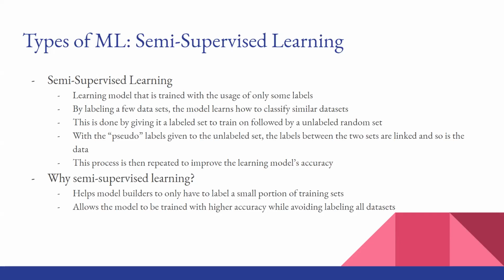It helps the model builders obviously to use and label only a small portion of the training set. As I said, labeling takes a long time because that means humans have to read each paper, and we don't want them reading each paper. That's what the whole machine learning is for, to read the papers for us. And the amount of space that's required writing down vectors, classifying what it is, when we can have it all simply categorized together with a machine putting it in its own groups. It also allows the models to be trained with higher accuracy while avoiding labeling all our data sets.